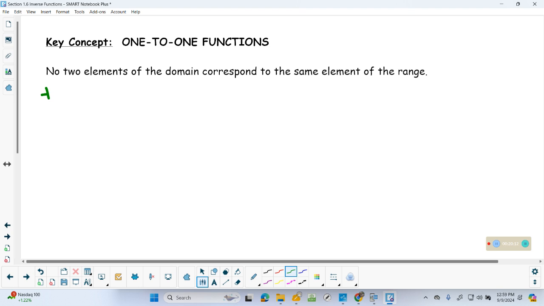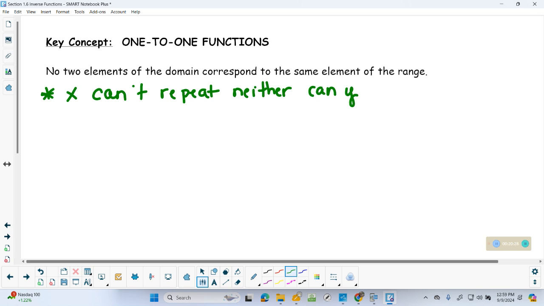So I'm just going to add a little note here. X can't repeat, neither can y. No repetition in ordered pairs. So for instance, you don't have to write this. I'm just going to give you a for example because I can't help myself.